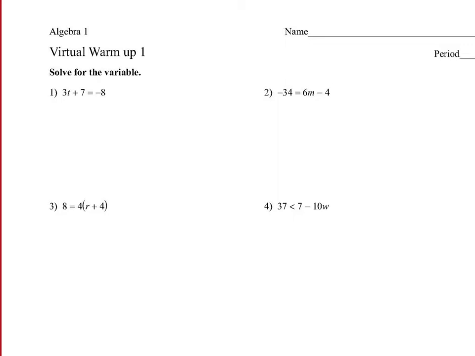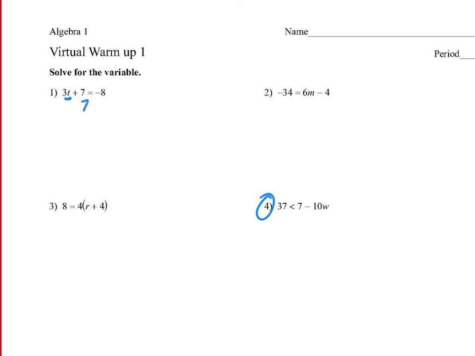I just want to see how you're coming along with this. To give you an idea of what you're looking at, the virtual warm-up 1 is just over solving equations and even some inequality, number 4. To get you started, just remember that to solve for a variable, you need to get the variable by itself. So in the case of number 1, I have to get that t by itself. That means I have to get rid of the positive 7 and the positive 3, in that order too. I have to get rid of the 7 because that's the constant.